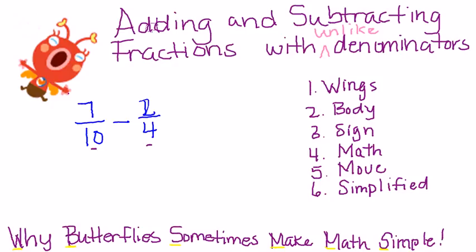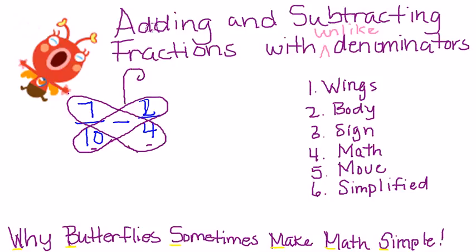And remember, why butterflies sometimes make math simple will help us remember that we draw in our wings first. So I'm going to draw my wings. And they go diagonally. And those are the numbers that are going to be worked diagonally. Drawing your antenna. Alright, I will start first with the 7 times 4, which is going to be 28. Over here is 10 times 1, which is 10. And then we've done the wings part, so we can just kind of check it off.